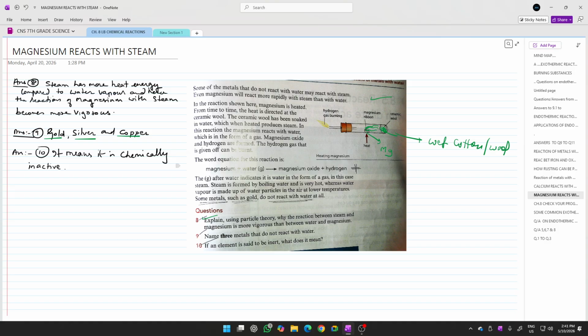And the last question is question number 10. If an element is said to be inert, what does it mean? When an element is inert, it means it is chemically inert, or you can say it is inactive, or non-reactive. These are all alternate names for one and the same thing. Whether you call it an inert element, inactive, or non-reactive, it is one and the same. So this was the answer to question number 10.